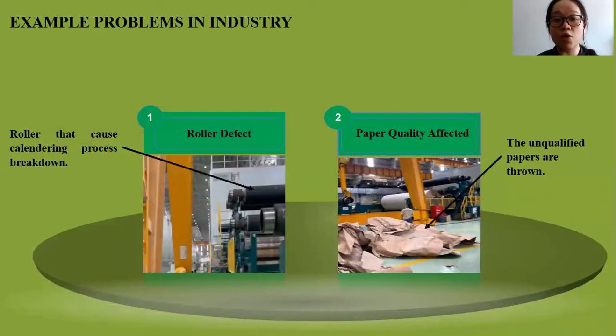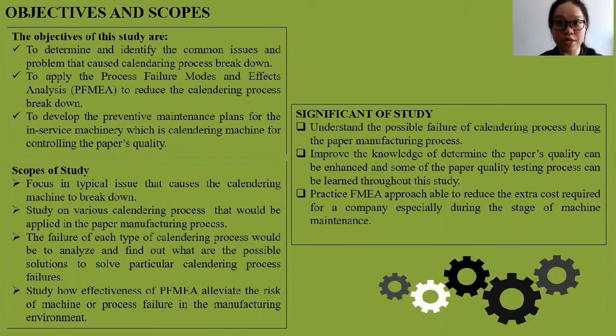For the first picture, it is about the roller defect, and for the second picture, it is about the paper quality affected. Then it is about the objective and scope.